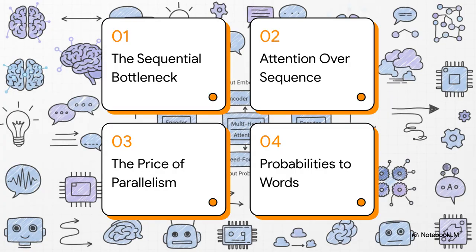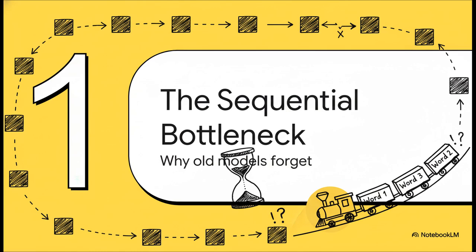Okay, so let's break this down. We're going to start with the problem that transformers were built to solve. Then, we'll dive into the core idea that makes them so powerful. We'll also look at the hidden costs of that power, and then finally, how these things actually produce the text we see.